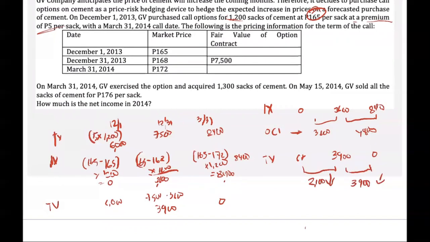So after that, we can already answer the problem. If the problem asks how much is the amount of gain or loss presented in OCI for 2013, this is your answer. OCI 2014, this one. Profit or loss 2013, and 2014, 3.9. But the question here is, how much is the net income?